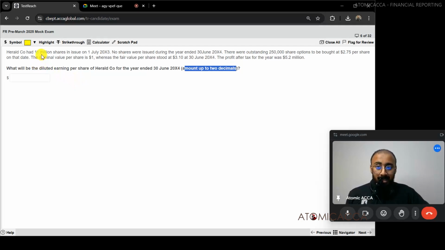Herald Company had 11 million shares in issue on 1st July X3. Year end is 30th June X4. So 1st July X3 means year beginning. 11 million shares were there in the beginning. Now, no shares were issued during the year ended 30th June X4.